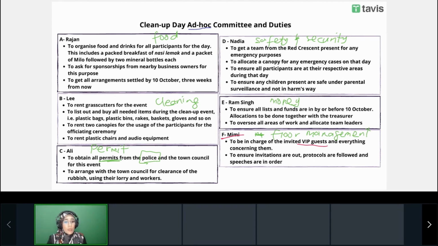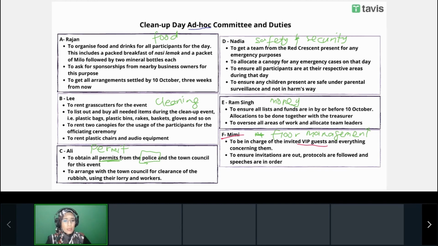Now, what do you think the VIP guests will do? Usually when you have an event and you invite some VIPs to your event, maybe a school event, and you call out someone as VIP, what would they do? Would they just be sitting down and watching over the whole ceremony? No, they have a purpose actually. They are to officiate.